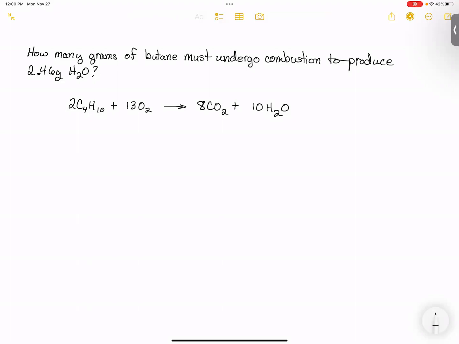Today we're going to continue performing stoichiometry. So, in other words, the chemical mathematics associated with reactions. And we're going to perform several of those.